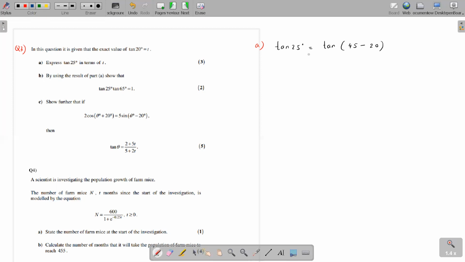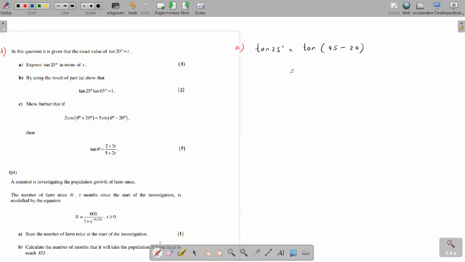So these kinds of questions are really good, creative. Then what you get here is tan(A minus B), which is tan A minus tan B over 1 plus tan A tan B. So tan 45 minus tan 20 over 1 plus tan 45 into tan 20. This is the tan(A minus B) rule.